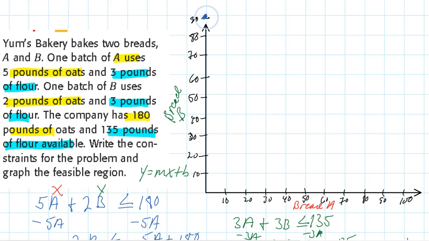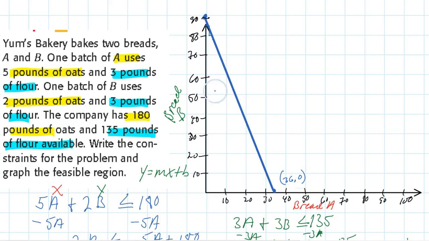That means if I go down 5, I'm going to have to move over 2. If I go down another 5, I'm going to have to move over another 2. And we're going to keep doing that all the way down until we get to the bottom. When I get to the bottom, I'll be at 36, 0, and we draw our line.